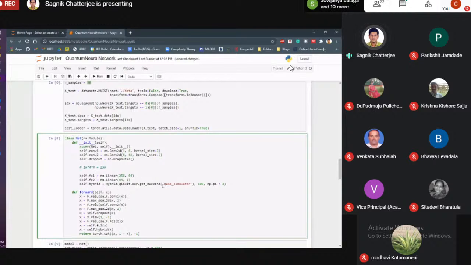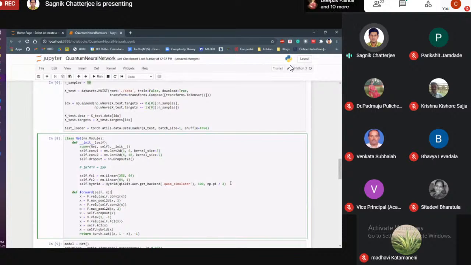It takes in the backend QASM simulator, which we have been using so far. We have 100 shots and the shift parameter is pi by 2. Whatever parameter I decide on, the left will be theta plus pi by 2 and the right will be theta minus pi by 2. So this is what the classifier layer looks like.